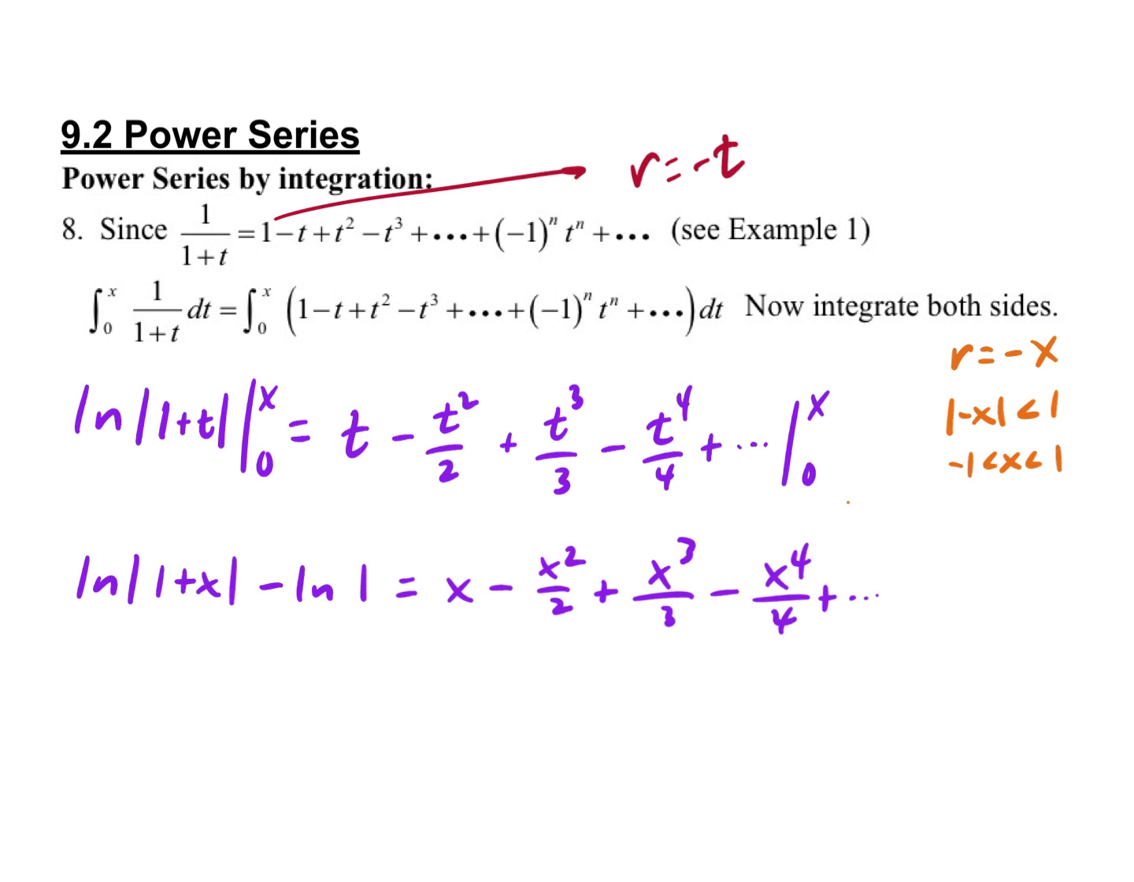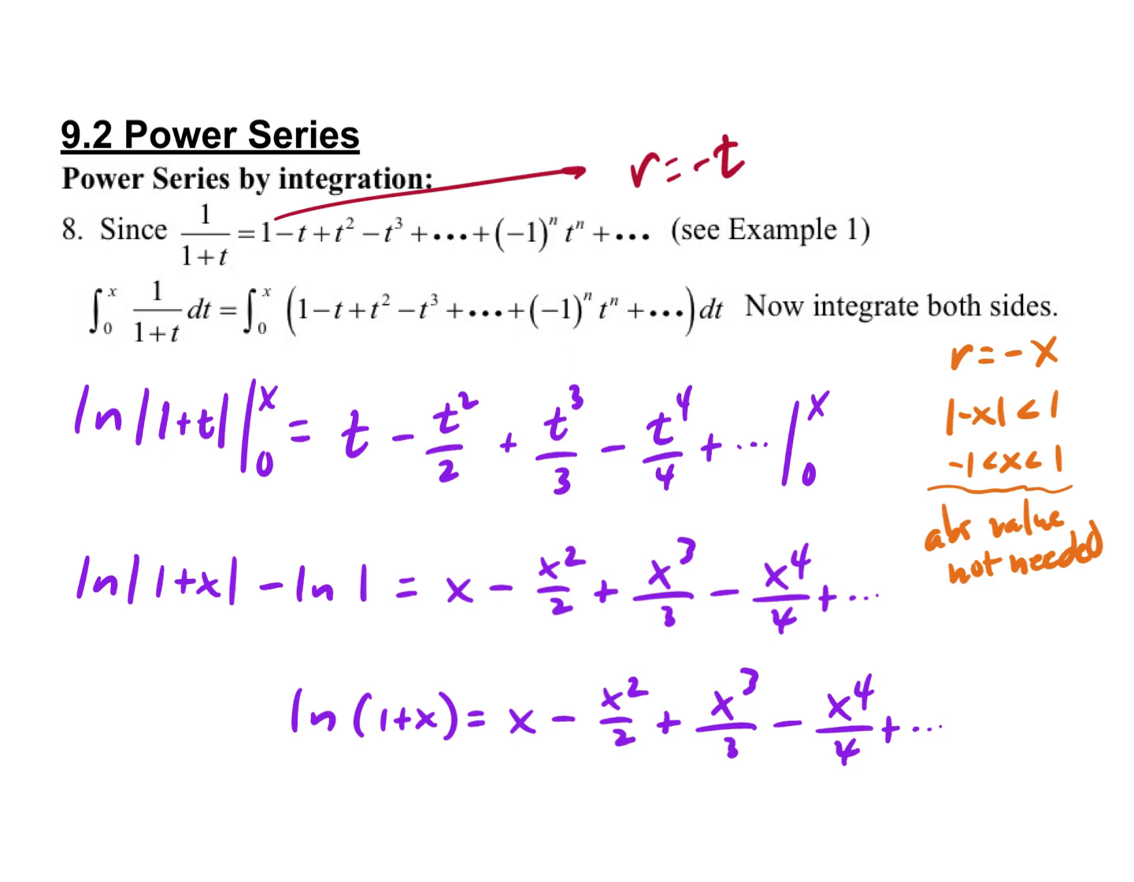Long story short, what I'm trying to say is once you find this interval of convergence, the absolute value is not needed anymore, because we guarantee that this value is going to be positive. Why is that important? Well, because I'm going to finish this problem up, maybe. And so I get the natural log of 1 plus x is this power series. And we're going to expand on that.